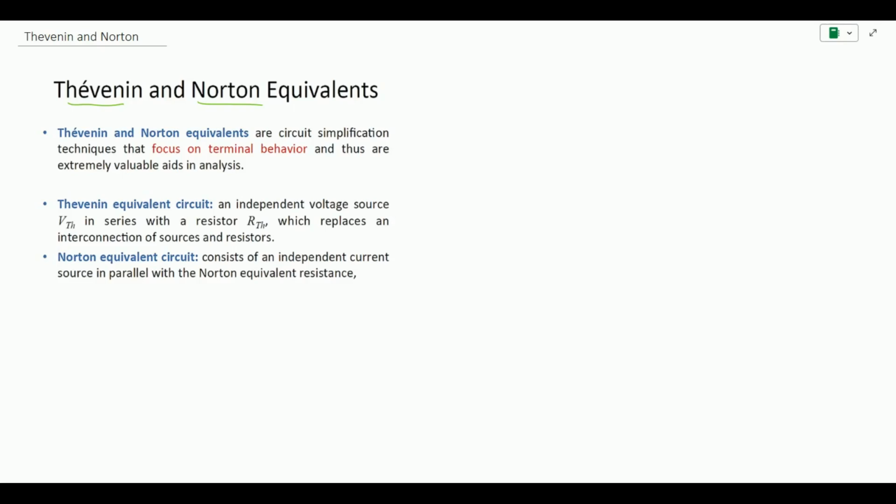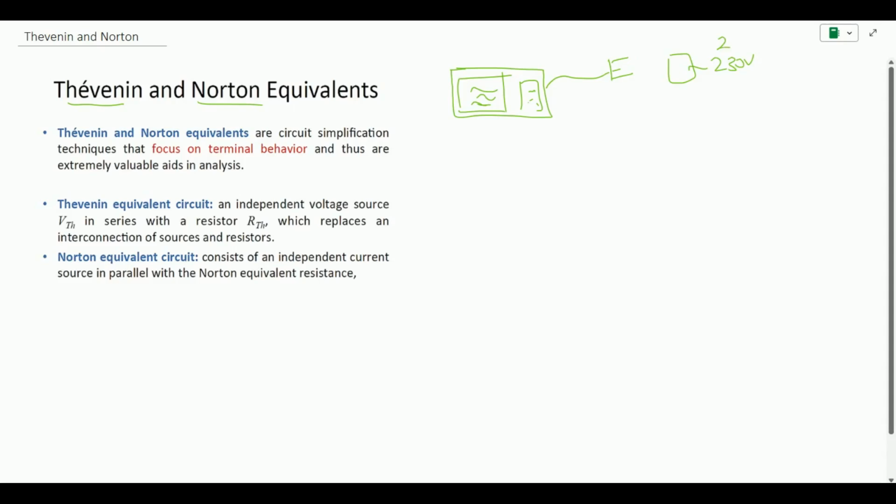The reason we use them is that at times in circuit analysis, we just want to focus on what happens at the specific terminals of any electronic device. For example, if you have an electronic device at home, let's say a microwave oven, and you want to know what happens when you connect it to a power socket. Let's say you are getting 230, or from 220 to 240 volts in your region.